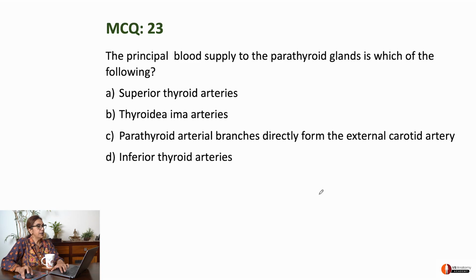MCQ 23. The principal blood supply to parathyroid gland is which of the following? Parathyroid gland is always supplied maximally by the inferior thyroid arteries. There are superior thyroid arteries given, a little bit supply comes from superior thyroid, but the principal supply is inferior thyroid. This is basic knowledge. Thyroidea ima arteries is wrong. Parathyroid arterial branches directly from external carotid is also wrong. D has to be the answer.